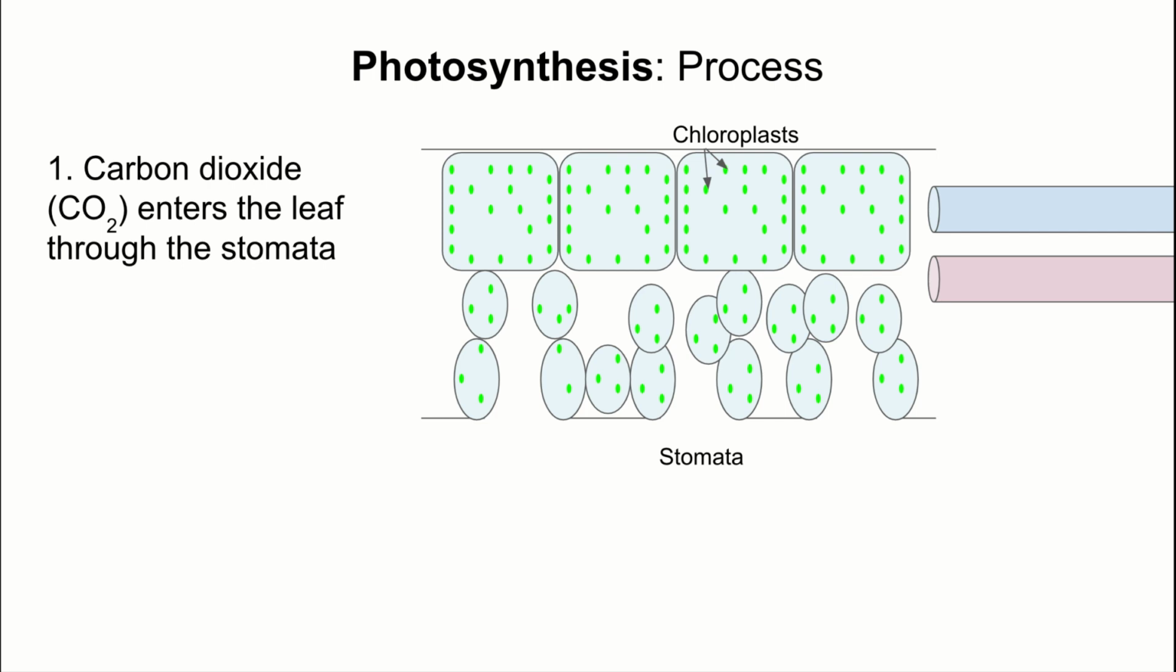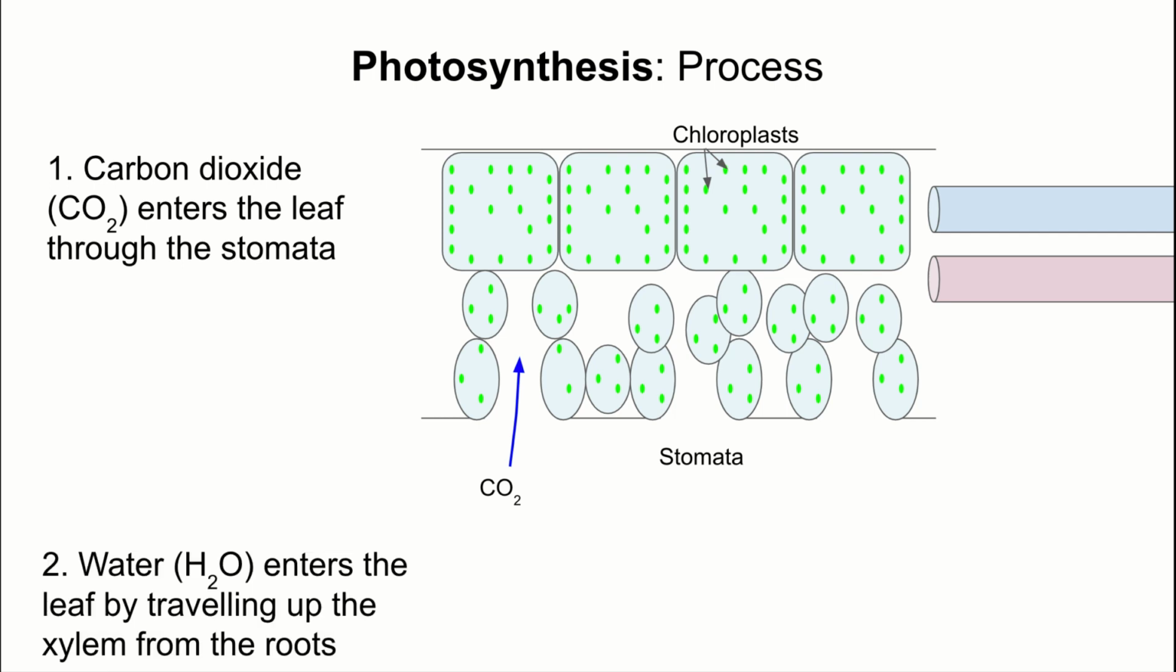So step one of photosynthesis is carbon dioxide, abbreviated CO2, enters the leaf through the stomata. There it goes in. Step two, water, abbreviated H2O, enters the leaf by traveling up the xylem from the roots. So now we can label one of these tubes. I'm labeling the blue one xylem, and I can see water traveling into the leaf through this tube.